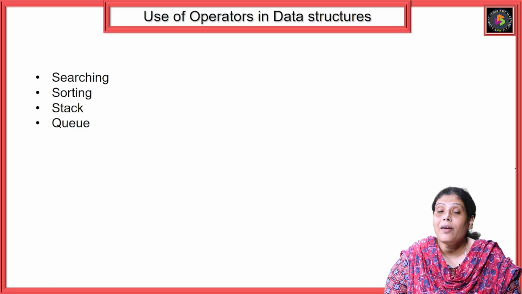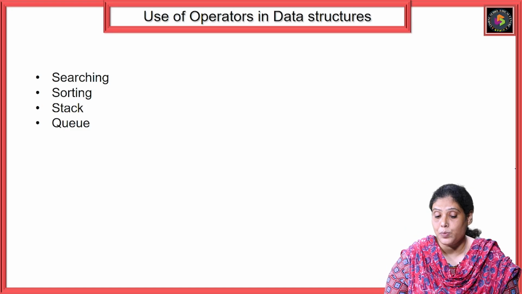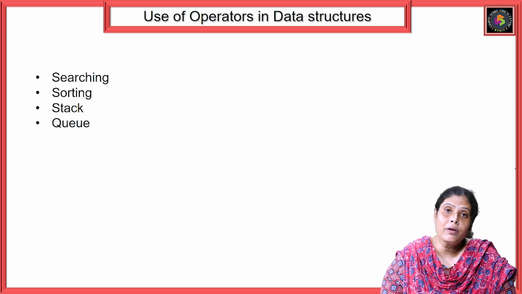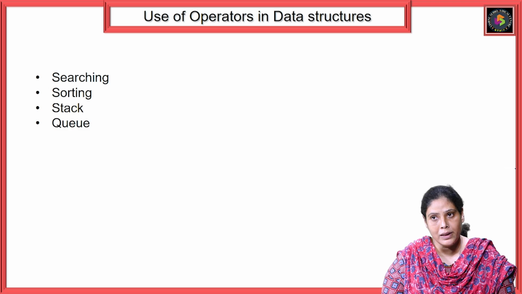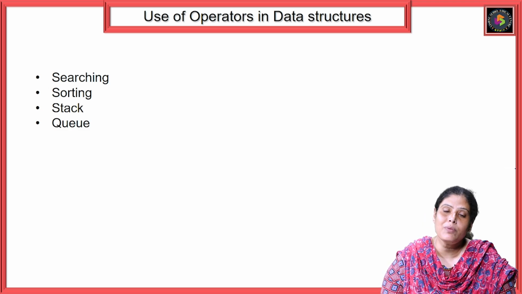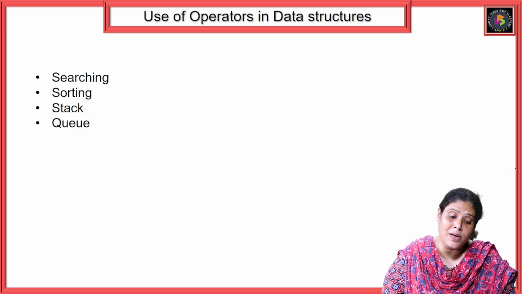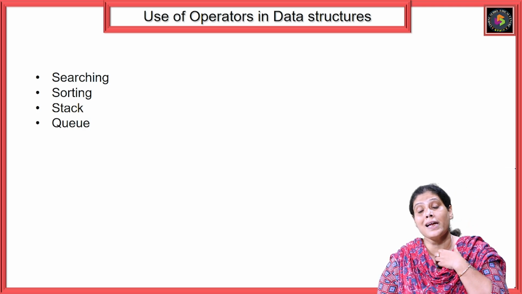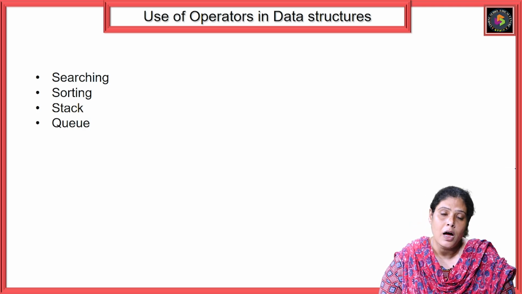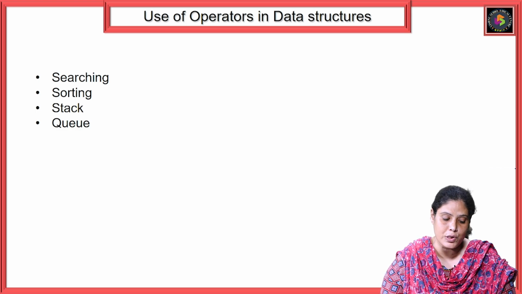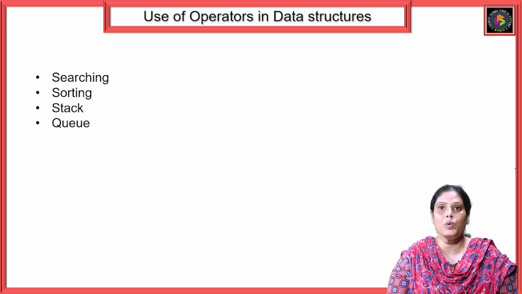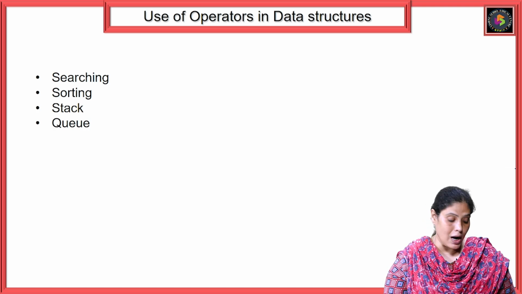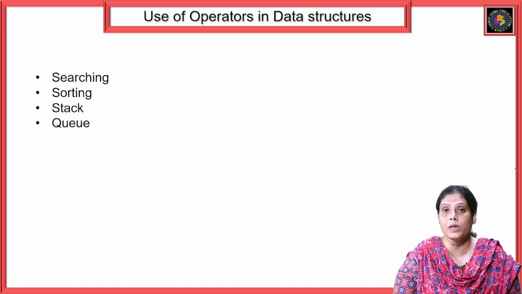Now, where do we use these operators? As we have told you, we use the operators and data types in code, for example for searching and sorting. Then we use them for stack, like in stack we have infix to postfix conversion, then postfix evaluation, and also in queue. So this is the basics of Python which you need to know for understanding data structures using Python.